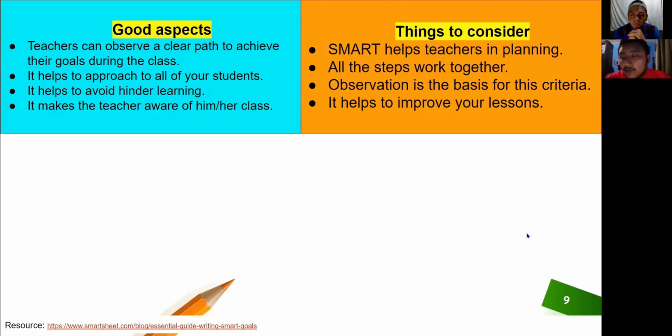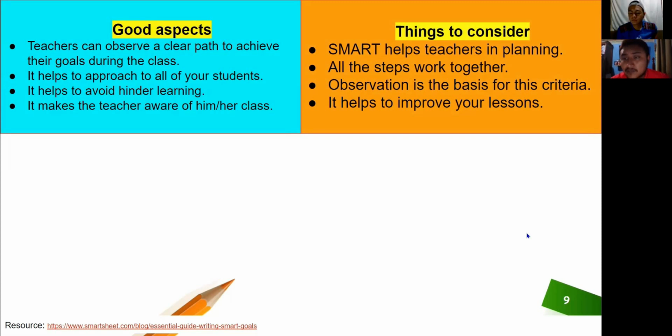Why? Because before your class you have this objective that you want to achieve with your students during your lesson. After your class, it helps you to set these new objectives for the next class that you are preparing. And it helps a lot to create this environment of the teacher that knows his or her students in a way that you are approaching all of them. Also, the steps work together in a way for you to have a clear path to create your objective.